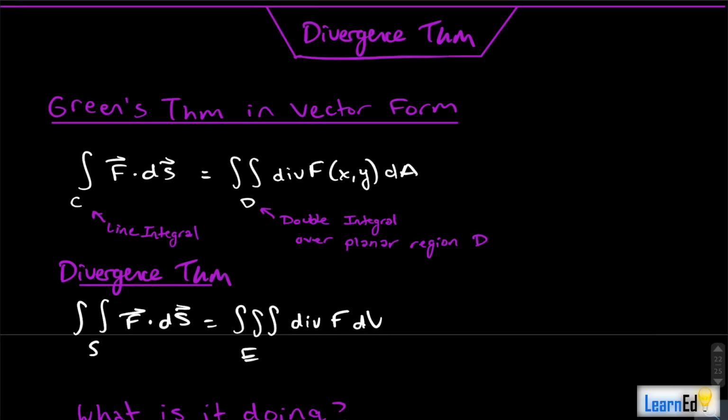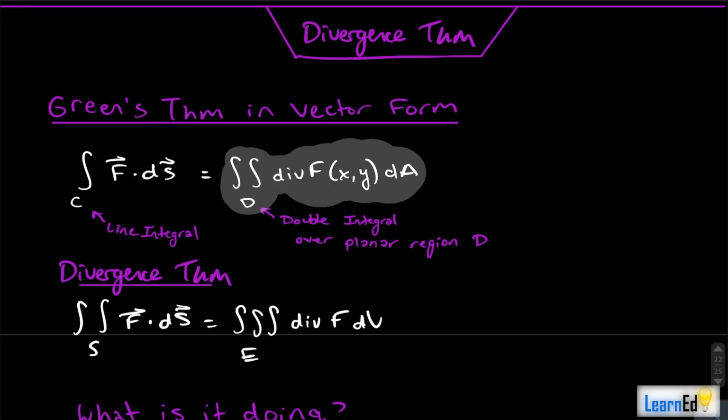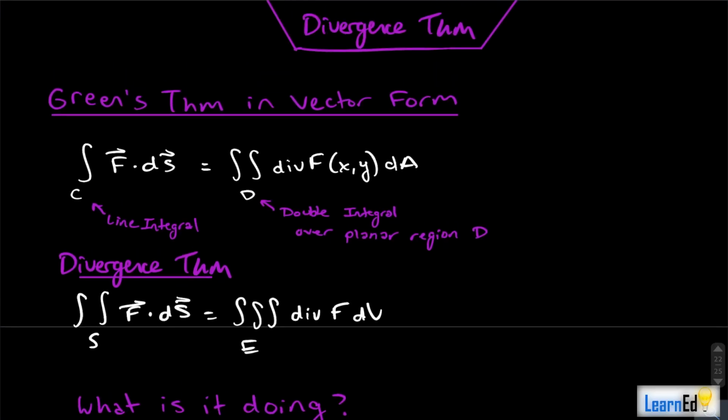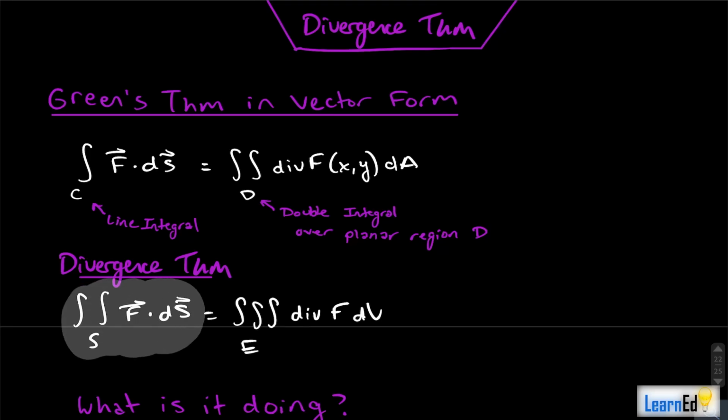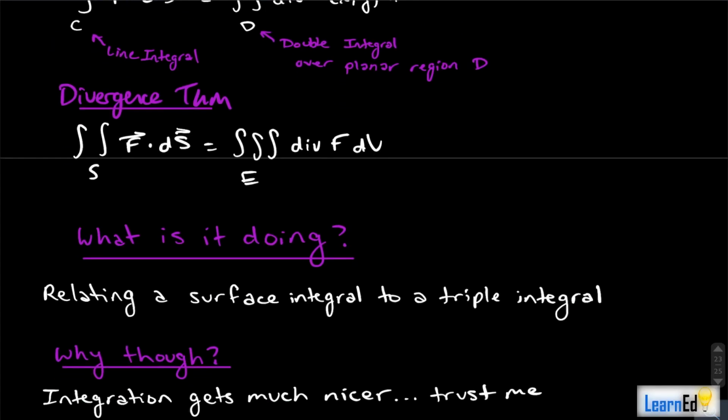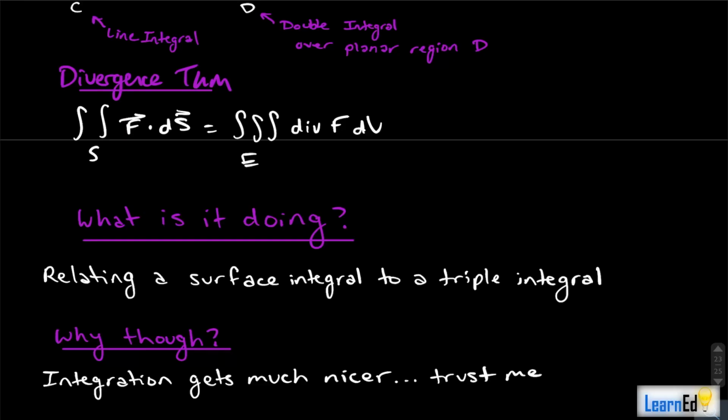With Green's theorem in vector form, you start out with a line integral over some curve C of F dot ds, and F is a vector field. With Green's theorem, you can set that equal to the double integral over some planar region D of the divergence of F. What the divergence theorem does is it basically has a surface integral on one side, so you're integrating each side one more time. You can express that surface integral as a triple integral using the divergence theorem, and that becomes really nice. Basically it's relating a surface integral to a triple integral.